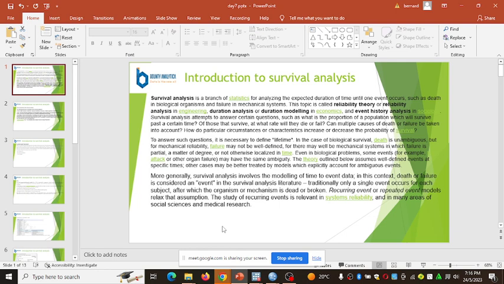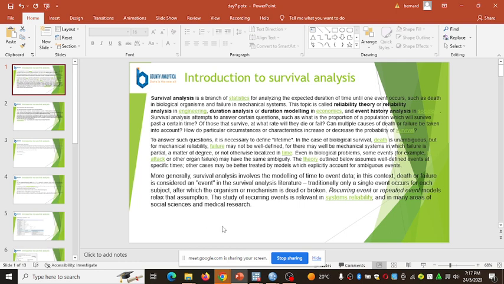And to answer such questions, it's necessary to define the lifetime. So for the previous example that I've given you on the expectant mother, we define pregnancy time as the duration between conception and birth. That is 9 months, which will be our lifetime.